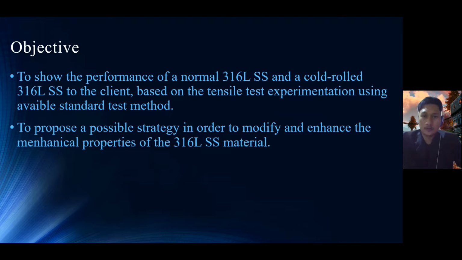Now I'll be presenting our objective and problem statement for the assignment. There are two objectives in our assignment. First, to show the performance of a normal 316L stainless steel and a cold rolled 316L stainless steel to the client based on the tensile test experimentation using available standard test method. The second objective is to propose a possible strategy in order to modify and enhance the mechanical properties of the 316L stainless steel material.